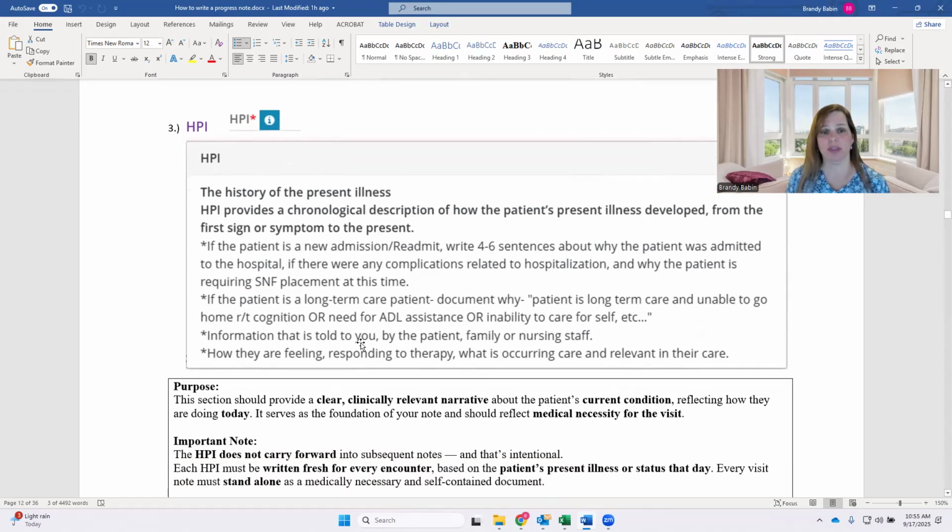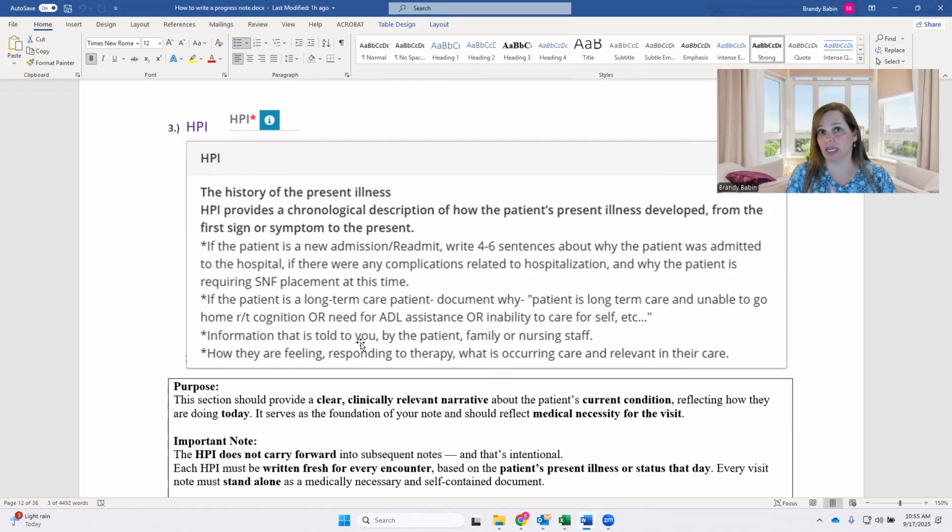So either information that's told to you by the patient, the family, the nurse, the CNAs, whomever is talking to you, how they're feeling, how they're responding to physical therapy, what is occurring in their care, what is relevant. So let's say, and I've had this before, the patient has dementia and can't communicate. Okay. So patient seen in dining room being fed requires total assist with feeding and total assistance with all ADL care. Patient exhibits no signs of pain. Patient's on routine pain medication.